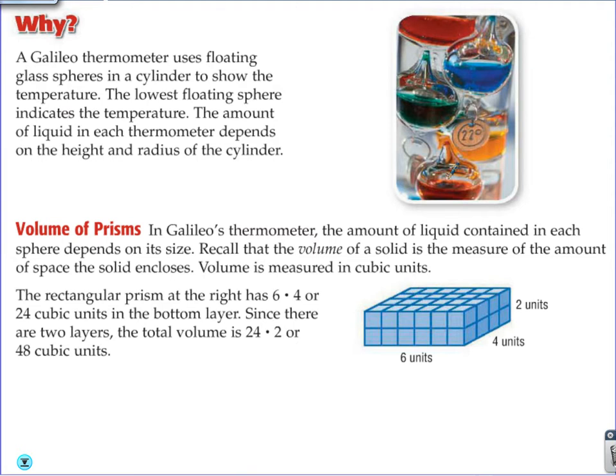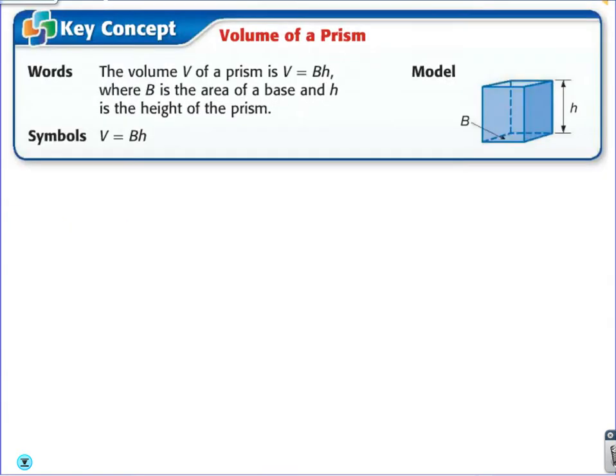In Galileo's thermometer, the amount of liquid contained in each sphere depended on its size. Recall that the volume of a solid is the measure of the amount of space the solid encloses. And you can actually look at it two ways. Like I said, it's how much you could put inside it, or it's how much space it occupies, because that's the same thing. The volume of a prism.